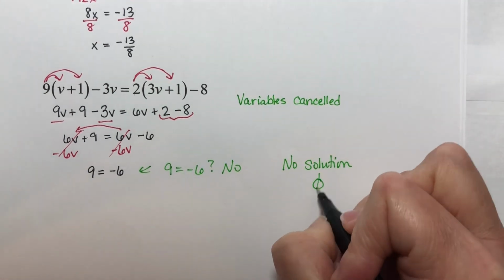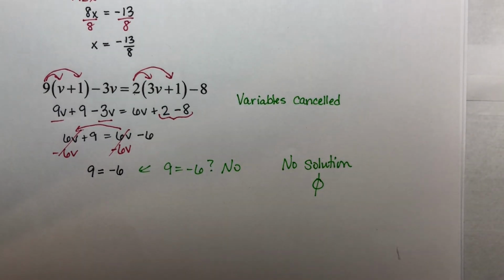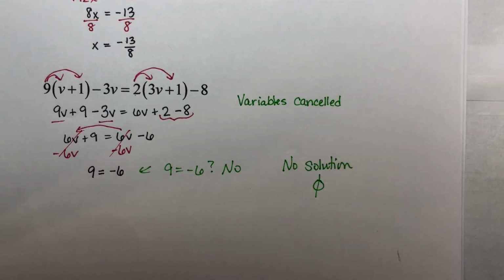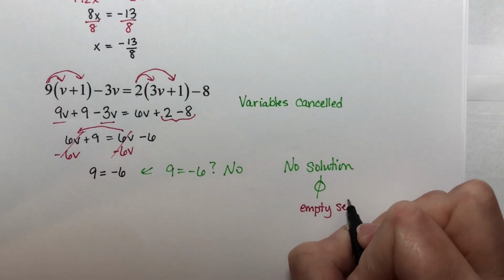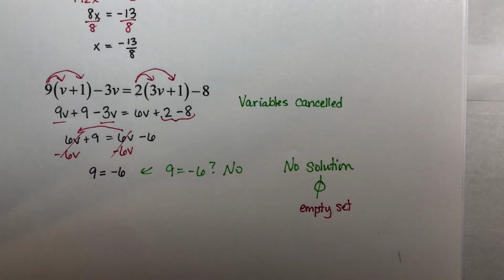You've also probably seen this symbol before. It has another technical meaning, but we often use it for no solution. And you will see this. It's also called the empty set. If you see that, no solution. And that is the end of section 2.3.